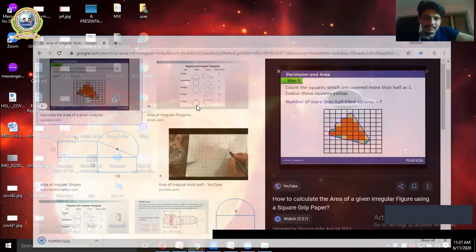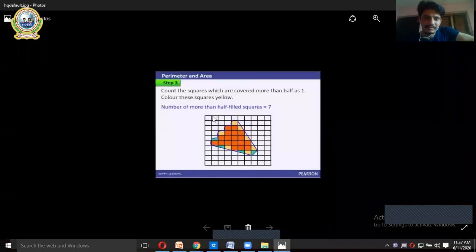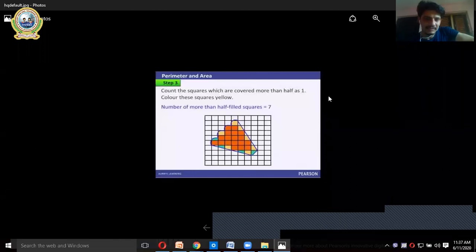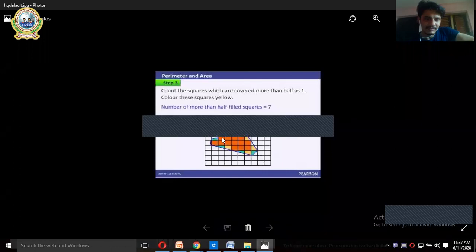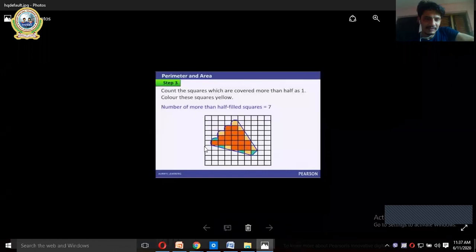So this is the square graph paper, you can see there. It contains many squares. You'll have to first take a graph paper, and on the graph paper draw the outline of the irregular body. See it, the yellow color represents the squares which are complete, and orange, not yellow, that is actually orange color.